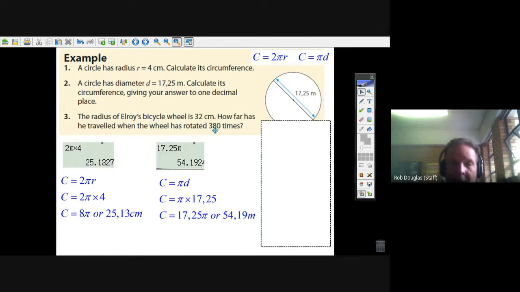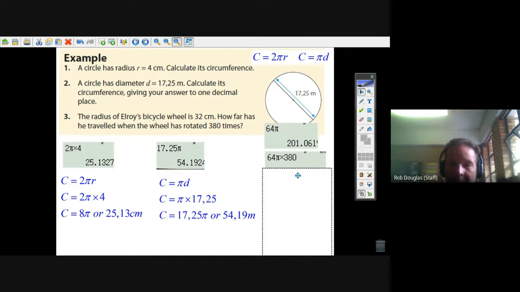Well, first we've got to figure out how far one rotation all the way around the circle is. Since we're given a radius, we should use 2 pi r. Look what I did. I took the radius and doubled it and used the formula pi times diameter. So it's 2 times 32, which is 64 pi. That's the way I did it. And then all I'm going to do is take that 64 pi and rotate it 380 times. And there's my answer.